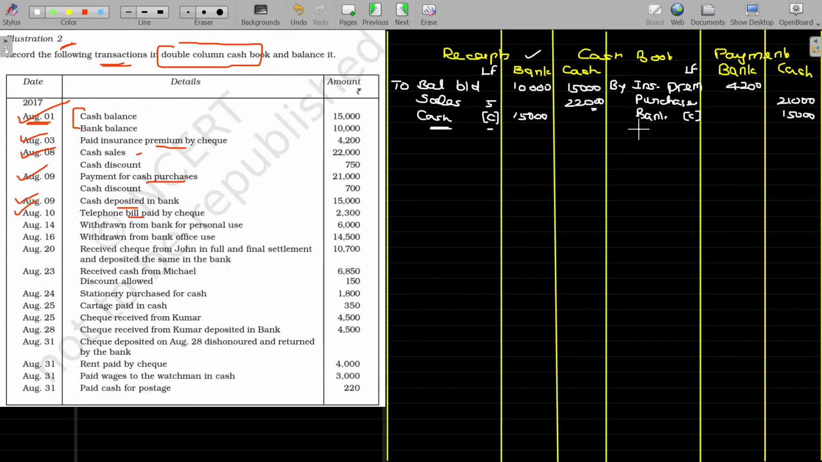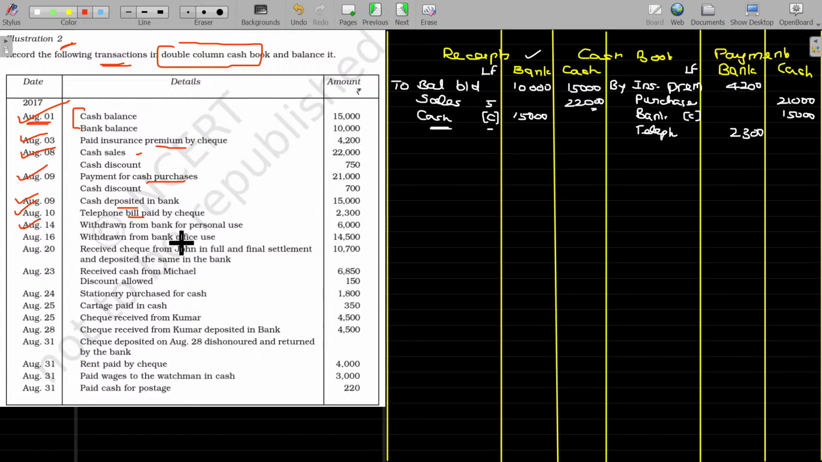Telephone bill paid, the value being 2,300 by way of check, right? So by way of check, I'll post that in the bank account, 2,300 in the bank column.